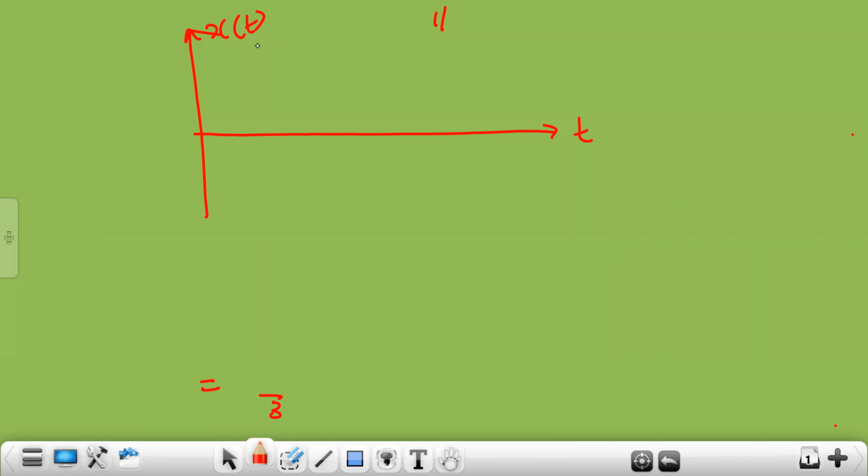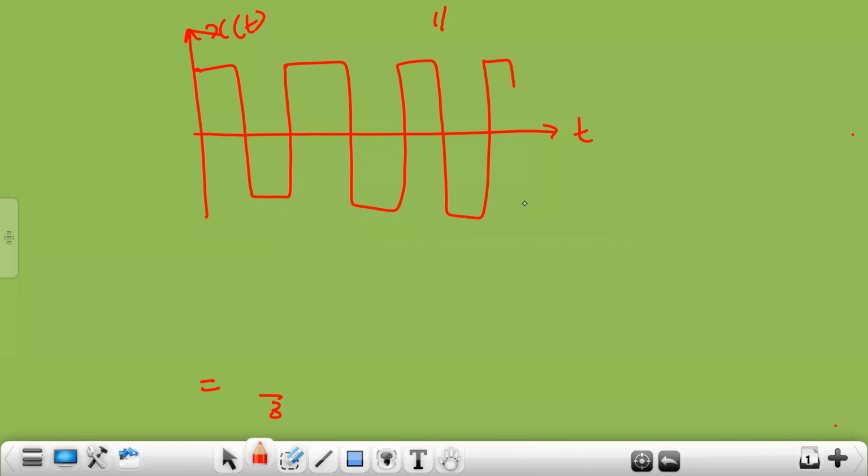Now draw a square waveform. The square waveform is having an amplitude +1 and it is going to continue like this. So the amplitude is +1, -1, half cycle it is T/2, full cycle it is T, and it is going to continue in this particular manner.